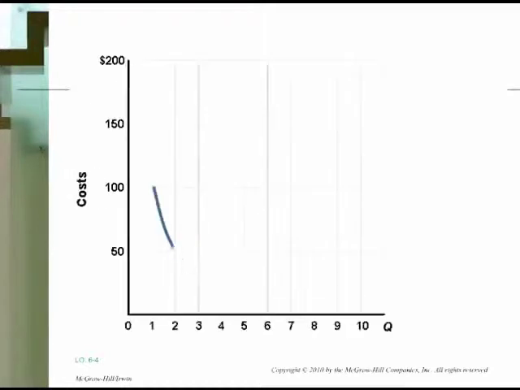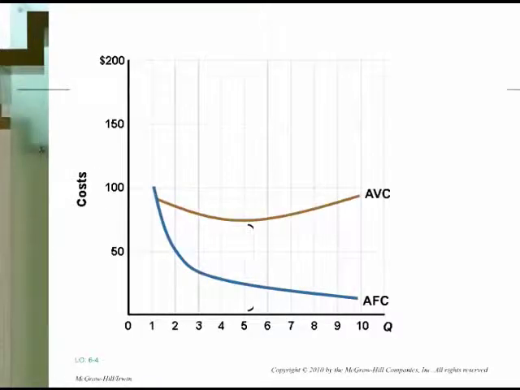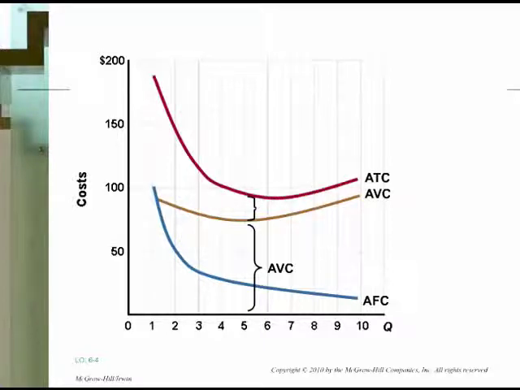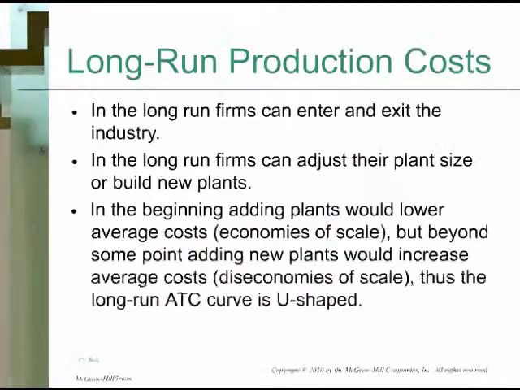This graph has lots of curves. Average fixed cost curve slopes down because the more units of output we produce, the smaller is the fixed cost per unit. The average variable cost is U-shaped, as we discussed previously. The sum of the two gives us the average total cost curve. The marginal cost curve intersects the average variable cost curve at its minimum.